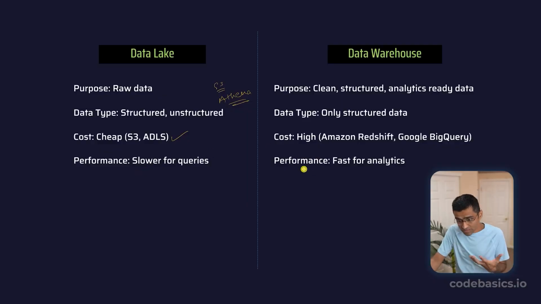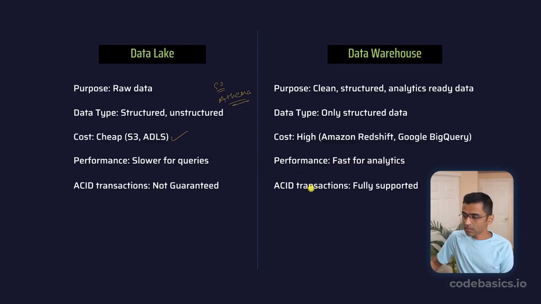Whereas data warehouses are like proper databases. So if you are running SQL queries, they are optimized for performance, and there is a guarantee of ACID transaction. A means atomicity, right? Then C means consistency and so on. We'll go over this definition later.